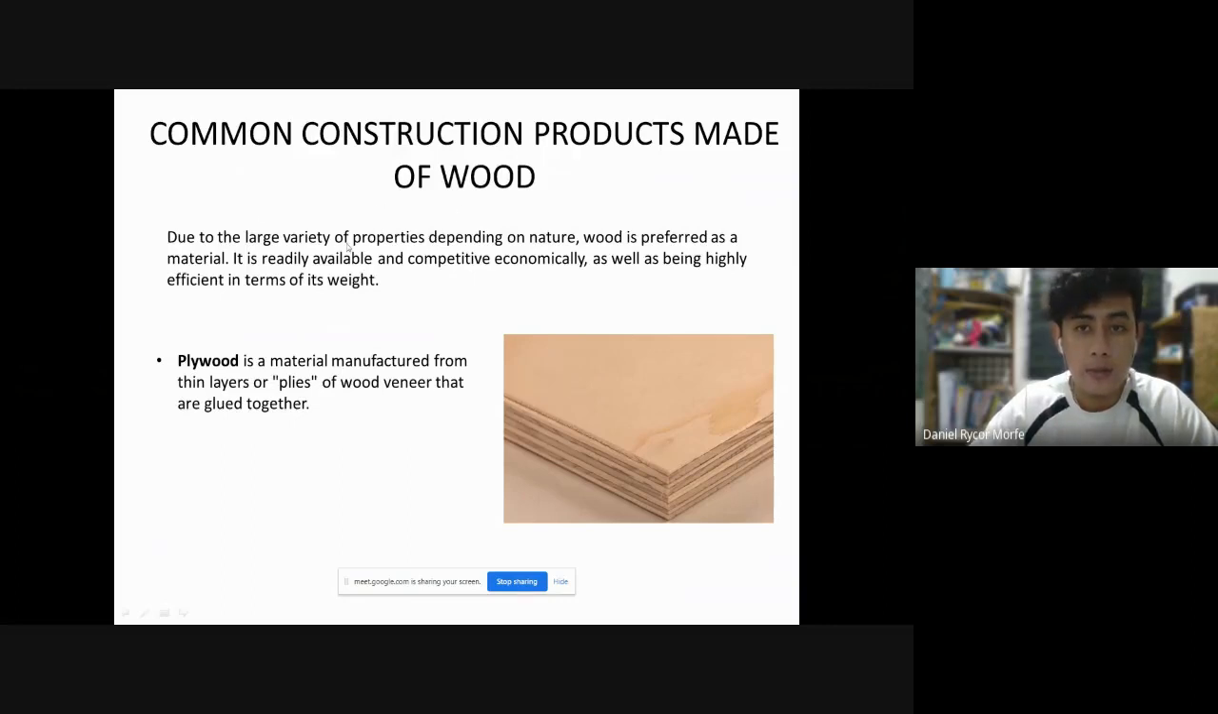Common construction products made of wood. First is plywood. We all know this. This is very stretchable, very flexible, and very thin.